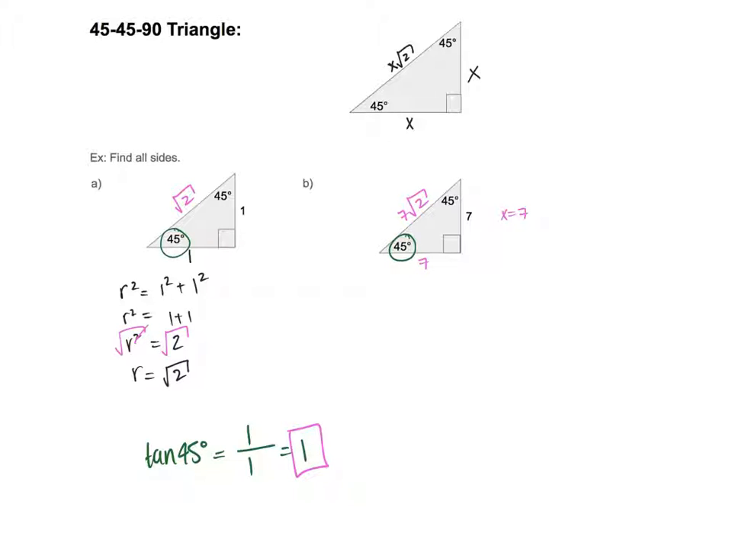And then if I do tangent for this 45, even with different lengths here, this one's a 7, I still do it the same way. It'd still be tangent 45 degrees equals 7, the opposite, over 7, the adjacent, which is still, if you reduce, 1. Notice how both of these answers, even though they're different sizes on the triangle, so the lengths are different, because the angles are the same, their ratio is going to be the same.